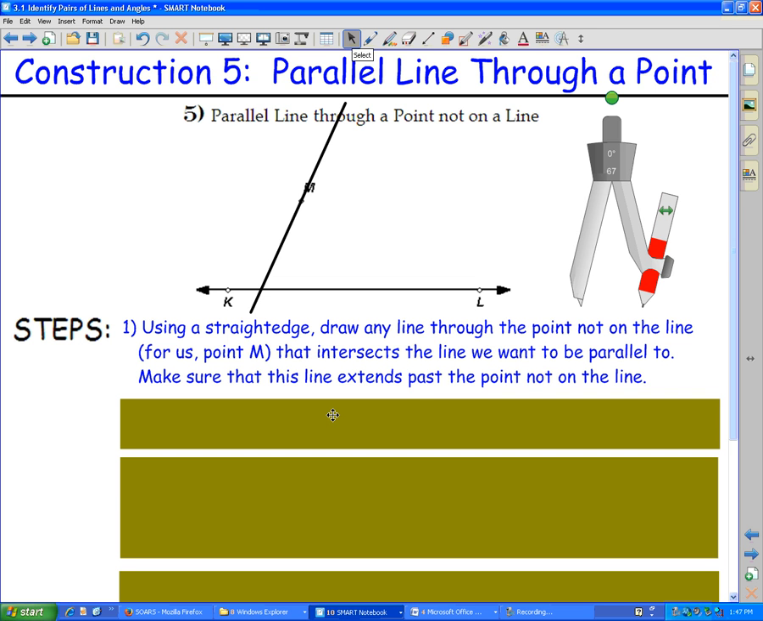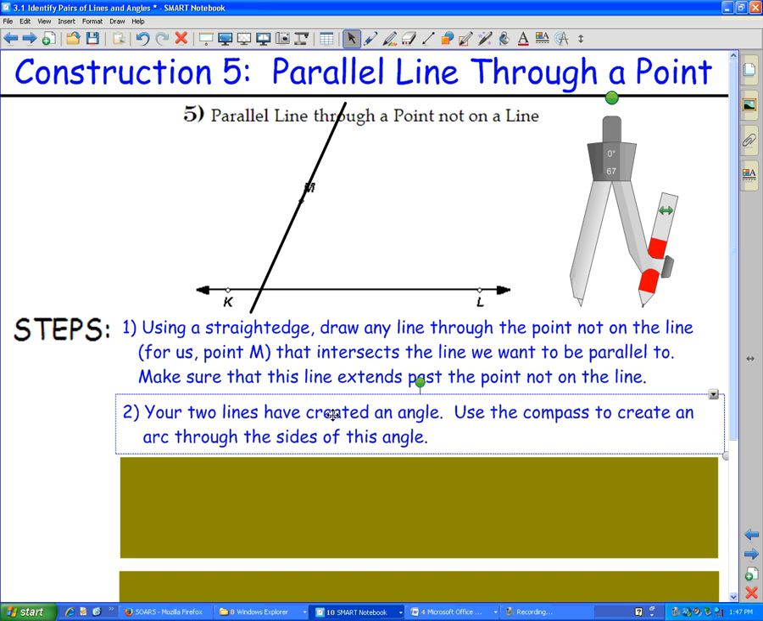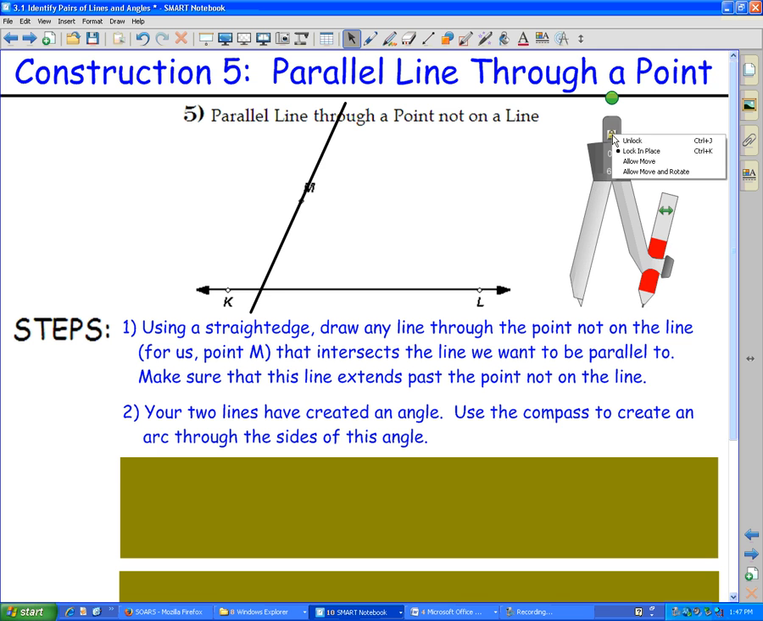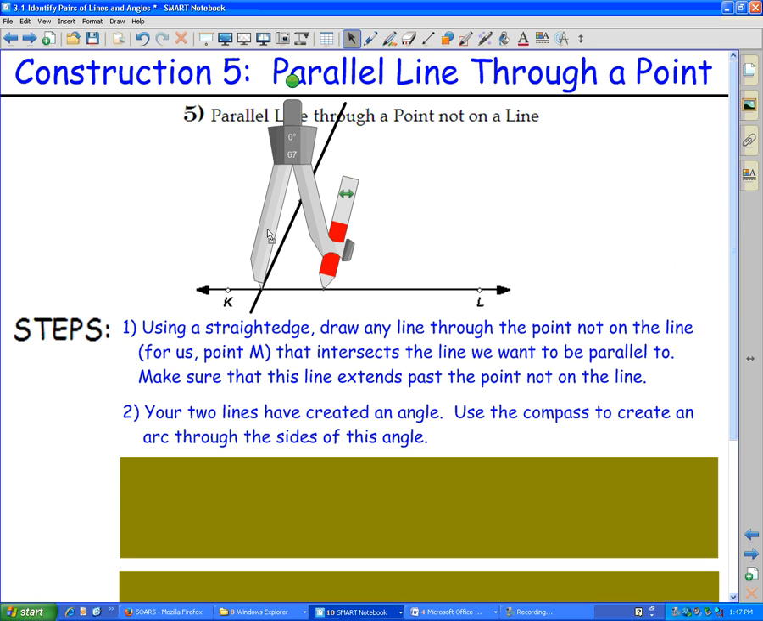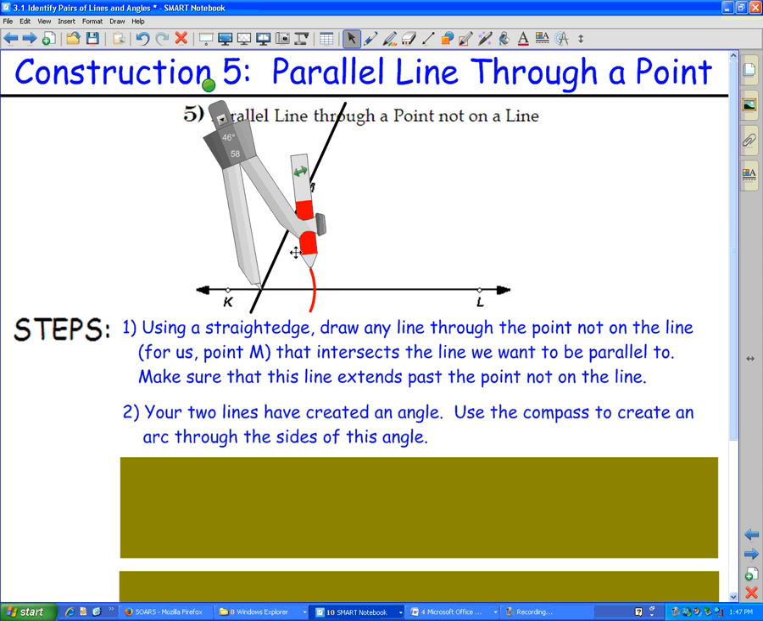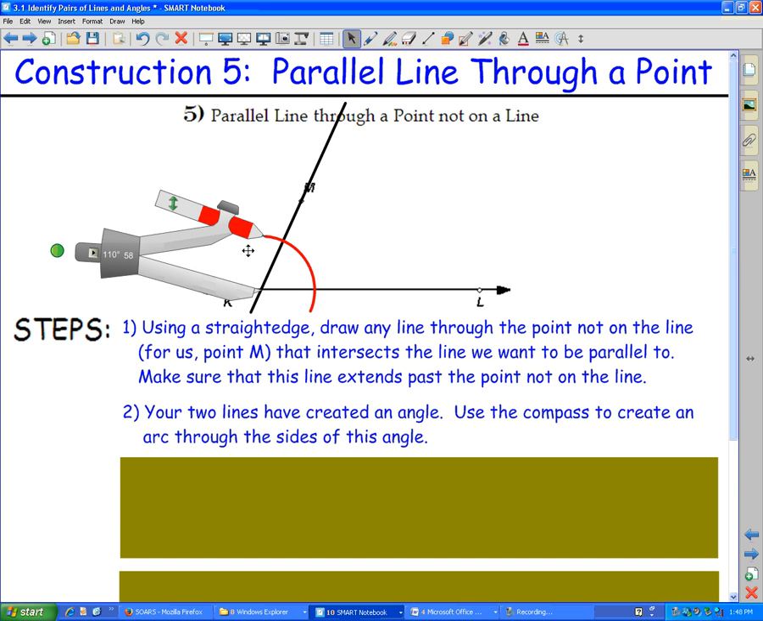Well, we are going to make an arc through the new angle we've created. Your two lines have created an angle, and we're going to use our compass to create an arc through both sides of our angle. So I'm going to go ahead and grab our protractor here. Get it set up at the vertex. Doesn't matter what arc length you use. It's really up to you. I wouldn't make it too small or too big, just a nice distance somewhere in between. And then go ahead and make that arc like we've been accustomed to doing when we're doing the other angle constructions from earlier. Okay, so step two has been completed.